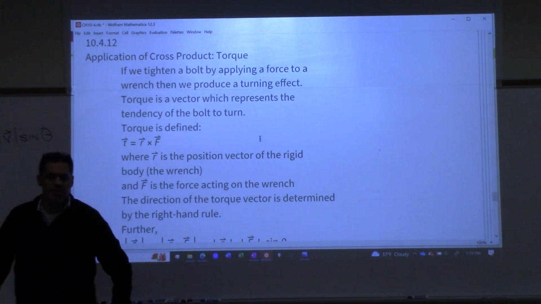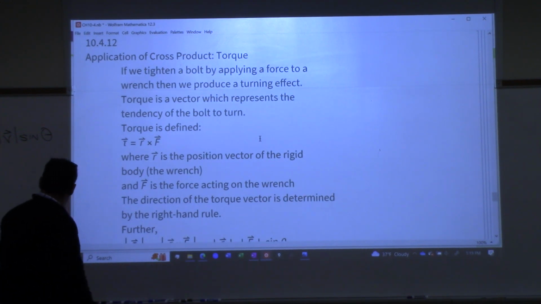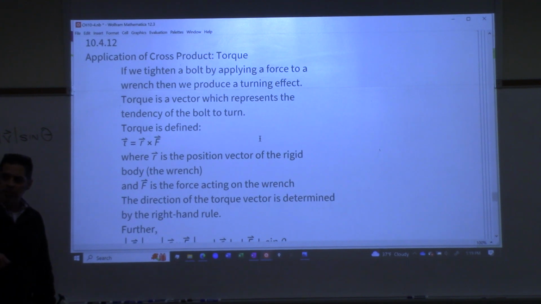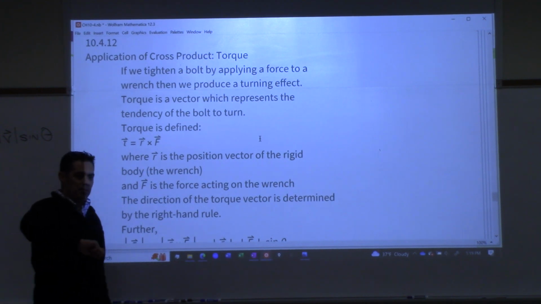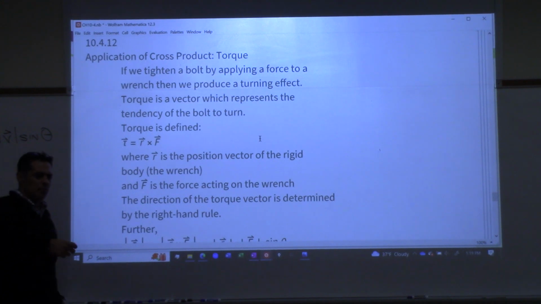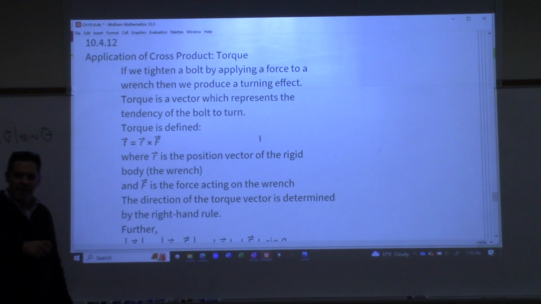Torque. So this is just one particular application of the cross product. In physics, I know a lot of you have taken or are taking physics, this idea of torque is applicable to when you're tightening a bolt. Now normally bolts are threaded what we call right-hand thread, which means when you go to the right it tightens, and when you go to the left it loosens. Righty tighty, lefty loosey.